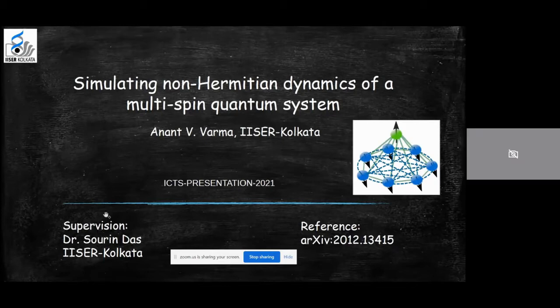So this work has been done under the supervision of Dr. Sourin Das from ISAR Kolkata, and here is the reference where you can look for the elaborate details of this work.